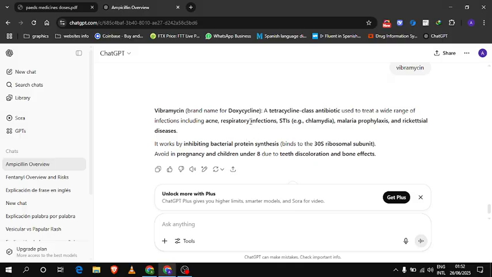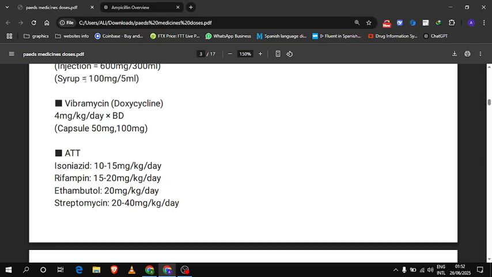Well, it is good for chlamydia, malaria, prophylaxis, and rickettsial disease. Well, it's not very commonly used, but still we will see the dose. The dose will be 4 mg per kg BD, and the strength of capsule is 50 mg and 100 mg.